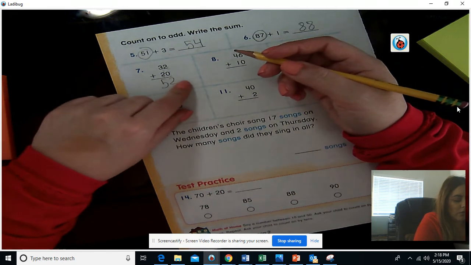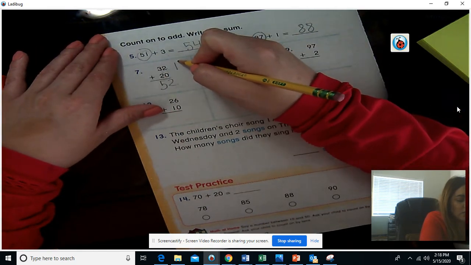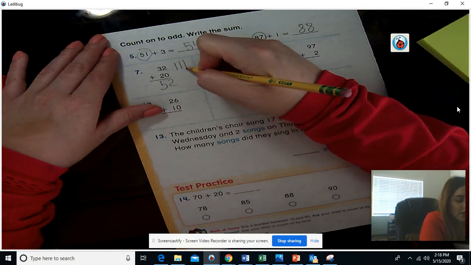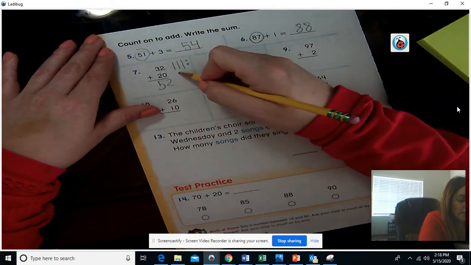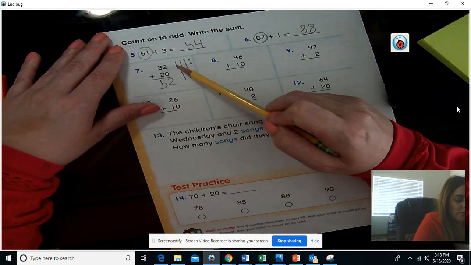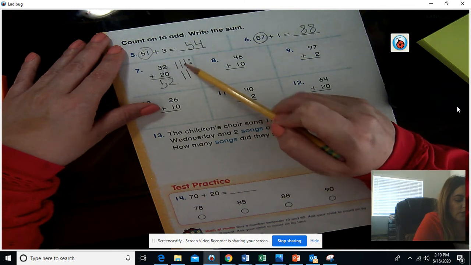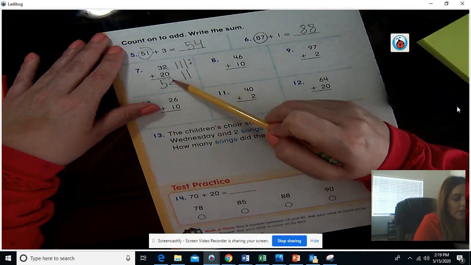Let's check it by drawing it out. So we have 32, 10, 20, 30, 31, 32, plus 20, plus 10, 20. So let's count how many groups of 10 we have. We have 1, 2, 3, 4, 5. We have 5 groups of 10 and 2 ones. Good job.